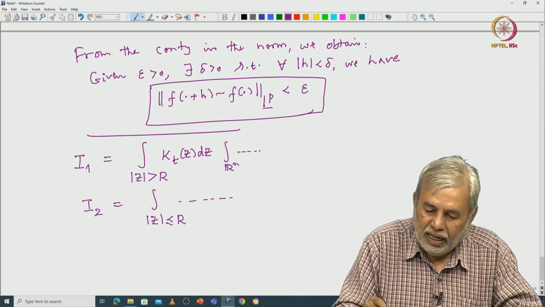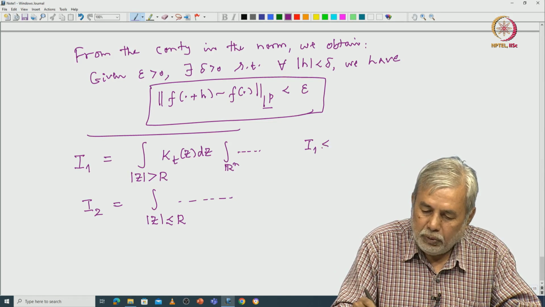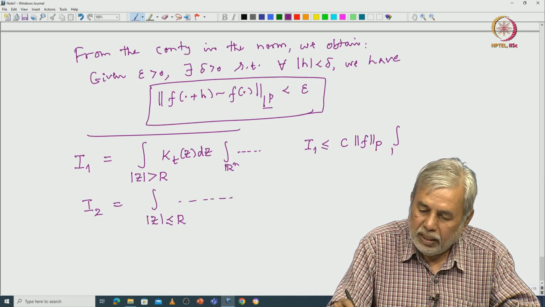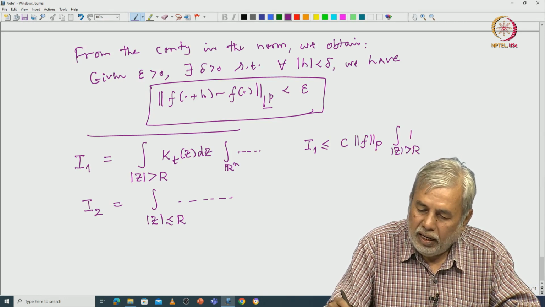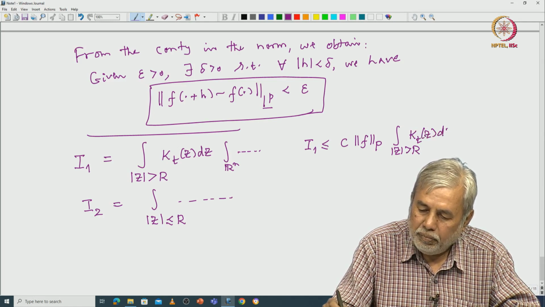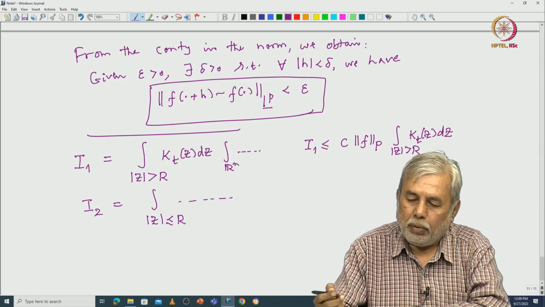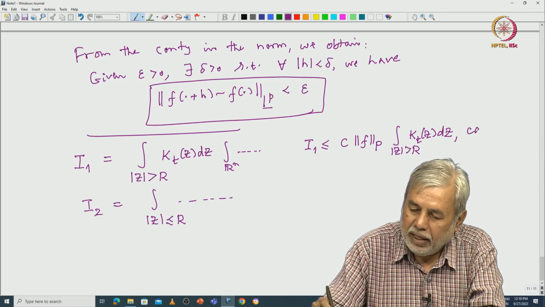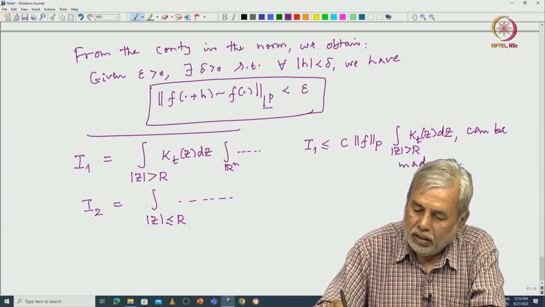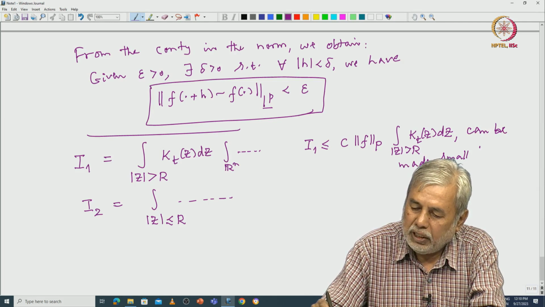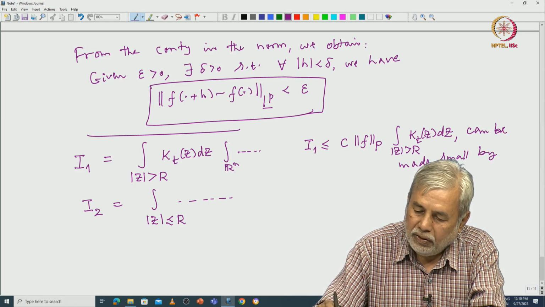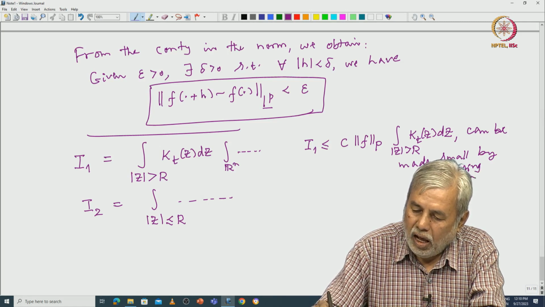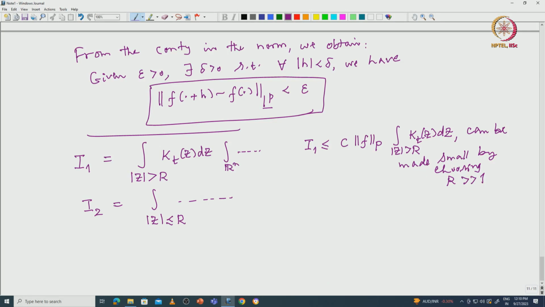In the first integral, I1 is less than or equal to a constant times the norm of f in L^p, times the integral over |z| bigger than R of k_t(z) dz. The inner integral I estimate by the p-norm, and since k_t is an integrable function, this can be made as small as we please by choosing R very large.